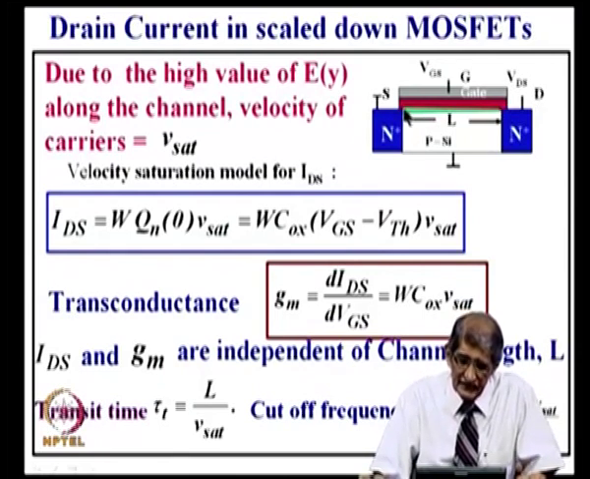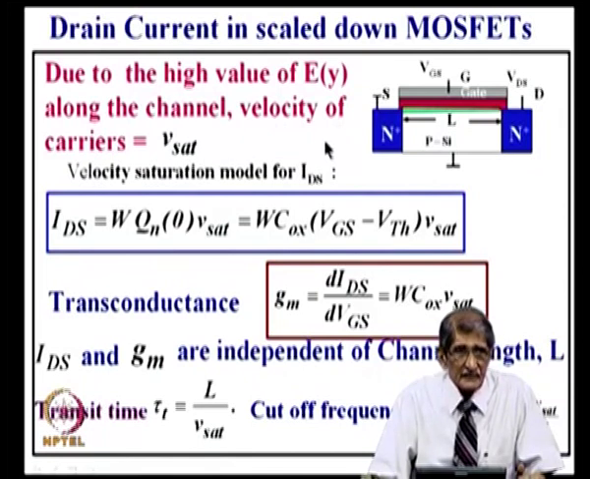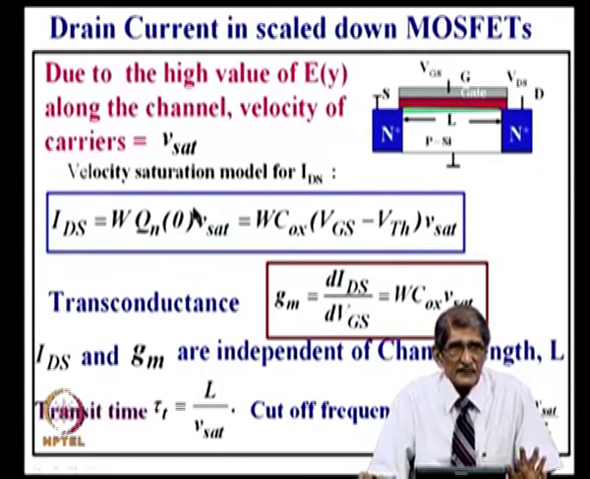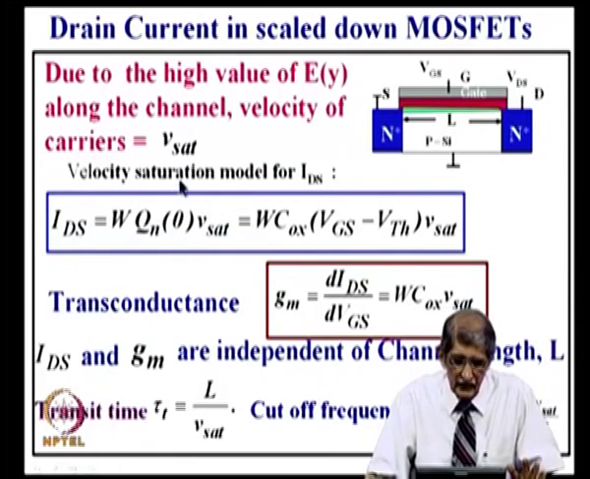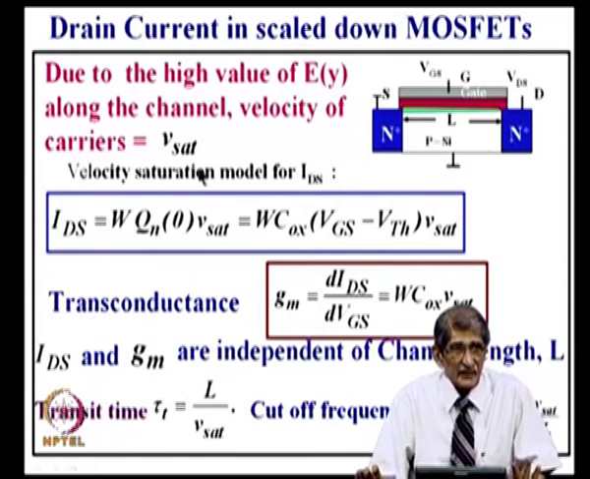So, if you take the current at the source end itself, whatever current enters here will flow through. So, we have written this formula, the drain current is width into charge into velocity, W Q into V. W is the width of the channel. Q is the electron charge here, 0 implying that y equal to 0 here. So, W Q n into Vsat is actually the drain current. This is the velocity saturation model, very simple.